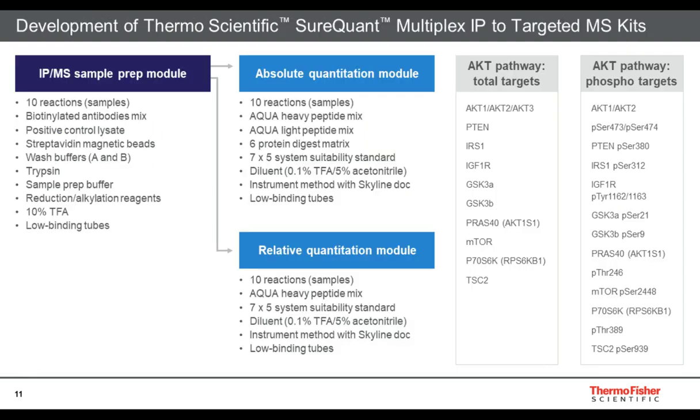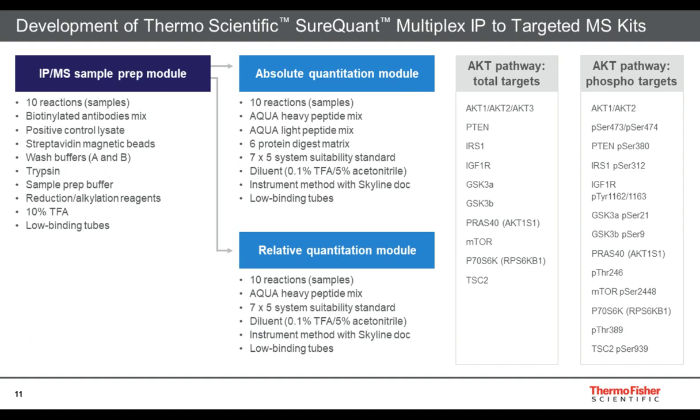So once we have validated the antibody mixtures as well as the peptides, this outlines the development of the Thermo Scientific SureQuant multiplex IP to targeted MS kits. These kits are developed for simultaneous enrichment and quantitation of multiple total and phosphorylated proteins from the AKT mTOR signaling pathway. As you can see on the right-hand side, there are two tables. One panel is for AKT total targets, and the other panel is the phosphorylated forms of the same AKT mTOR pathway targets.